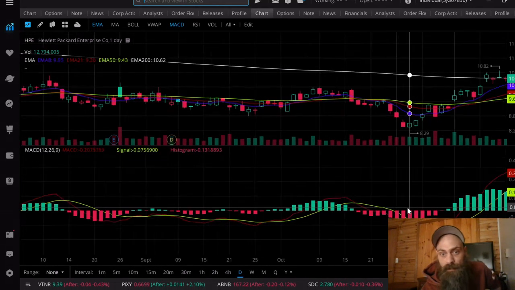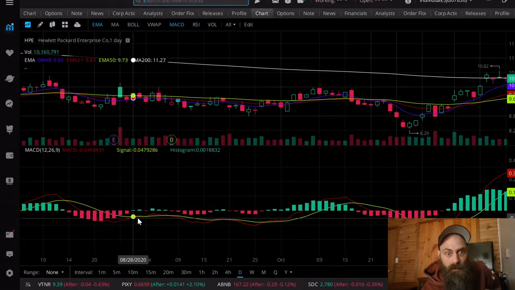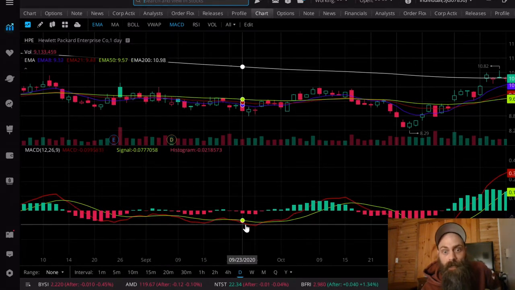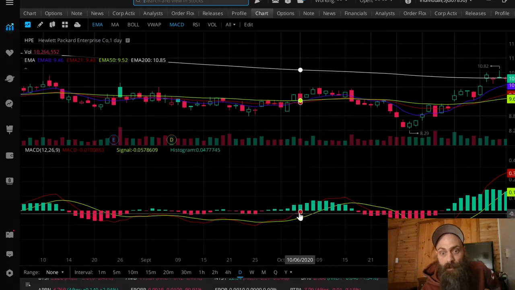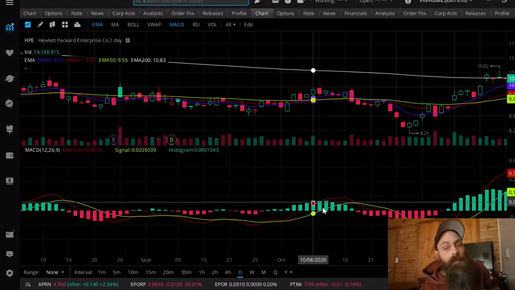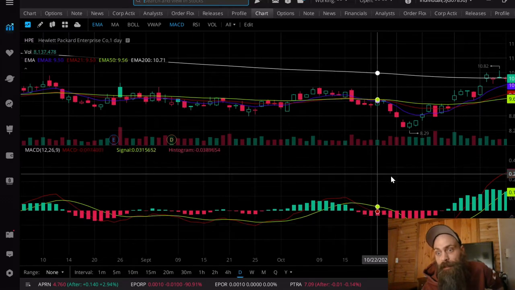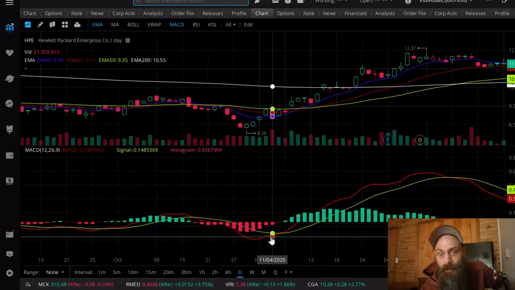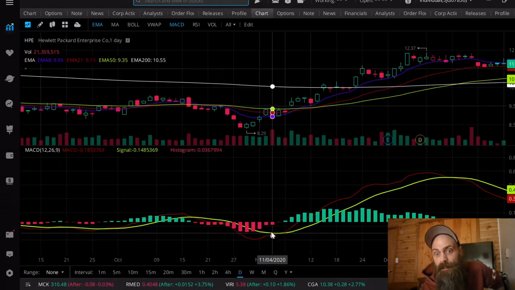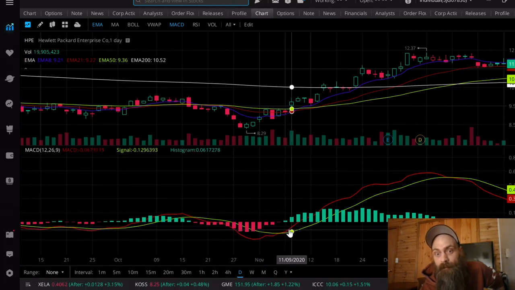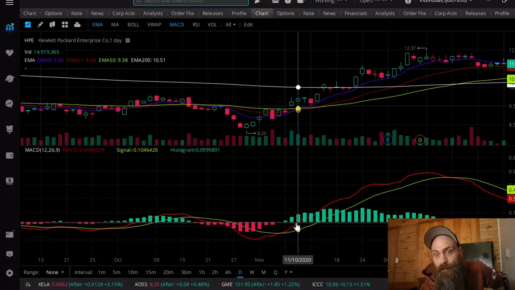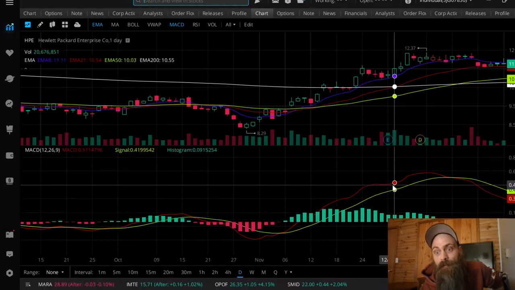So let's go over here. You can see how it crisscrosses back and forth a bunch of times. You never get that sharp move up with these large histogram bars or the MACD pulling away. So not a very good time to get in. But here, as you can see, the signal line was crossed by the MACD, and it's really pulling away here. So if you would have got into here, you would have made a really nice run up.